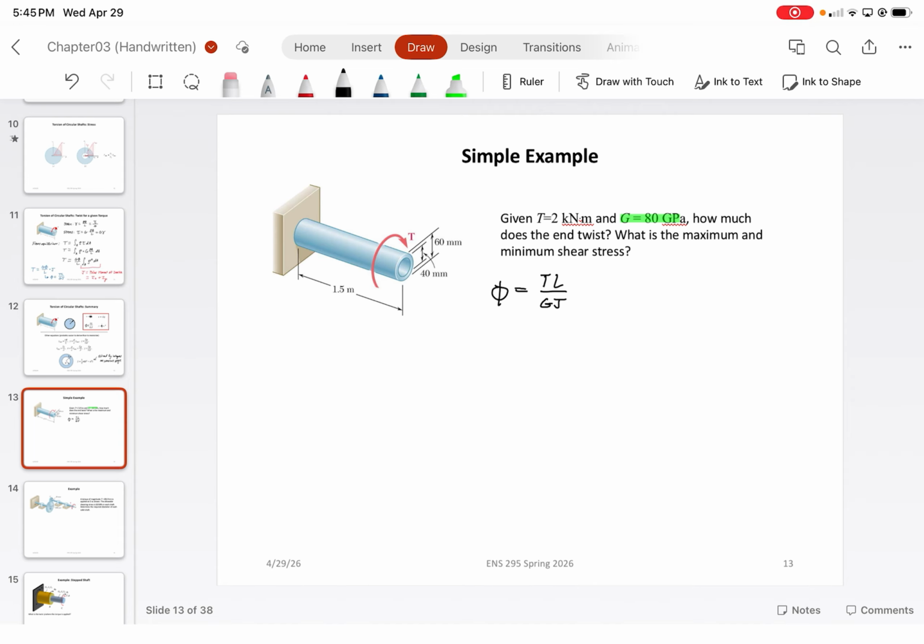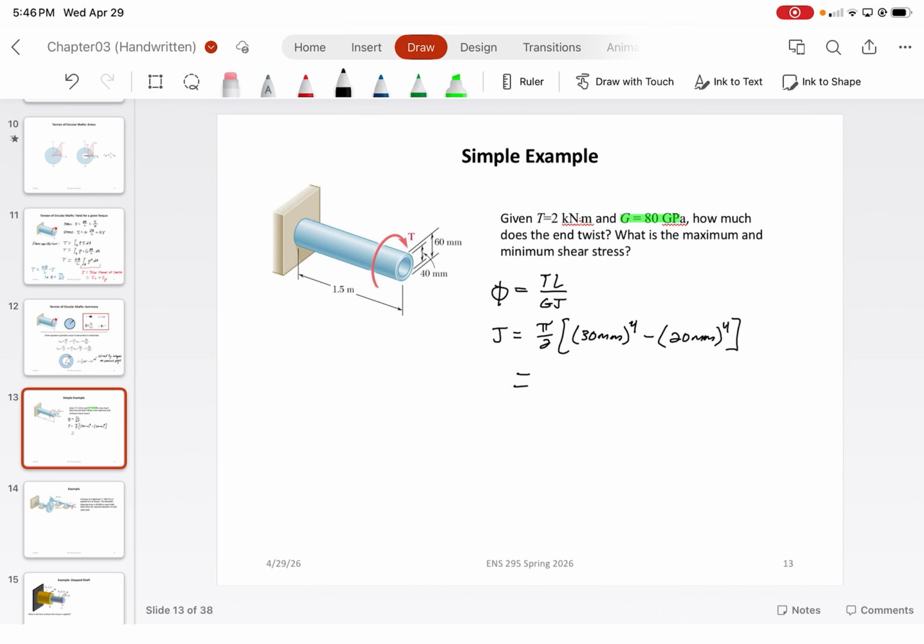We have G, we don't know J. So let's calculate J. J is just equal to pi over 2 times the outside radius, which in this case is going to be 60 millimeters divided by 2, so 30 millimeters to the power of 4, minus 40 millimeters divided by 2, which is 20 millimeters. All right. From this, pi over 2 times 30 to the power of 4 minus 20 to the power of 4.